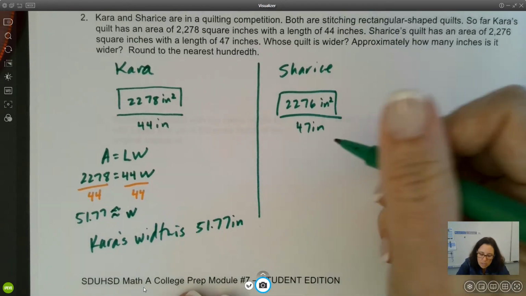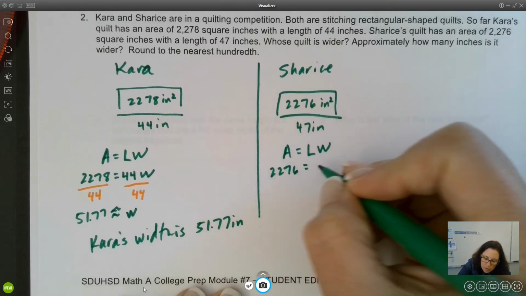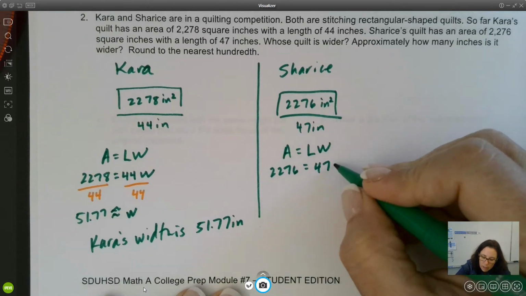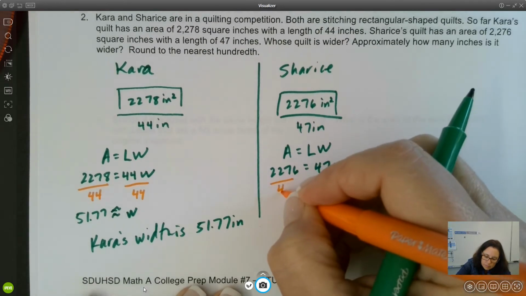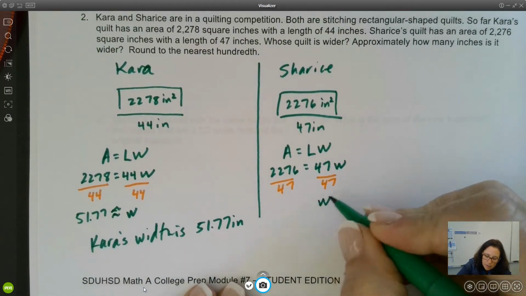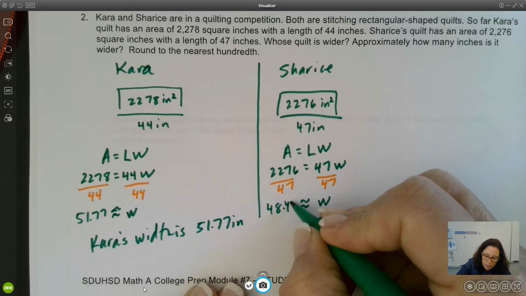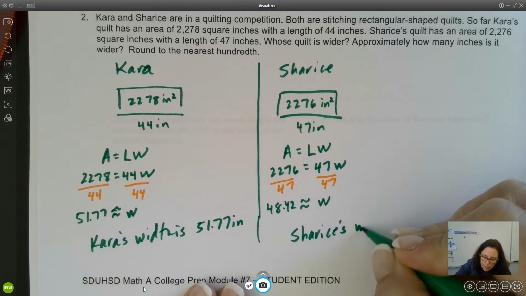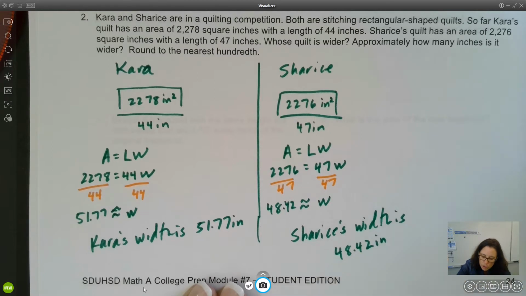All right, now Charisse, we're going to do the same thing. A equals L times W. 2276 goes in for A. 47 goes in for L. So we're going to divide by 47. And that gets us about a figure of 48.42. So Charisse's width is 48.42 inches. All right, so Kara's is wider.